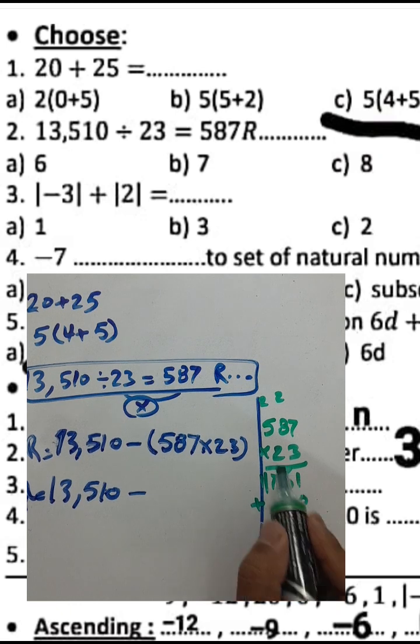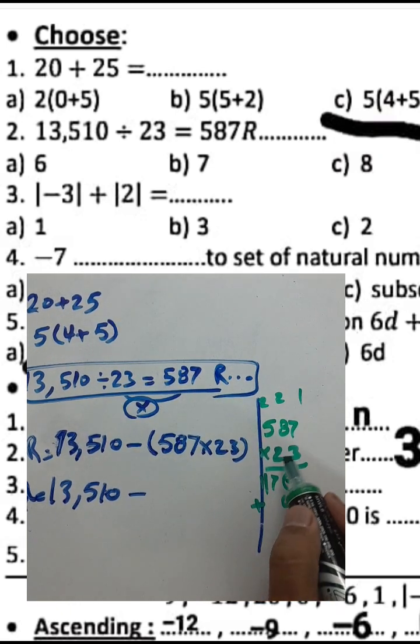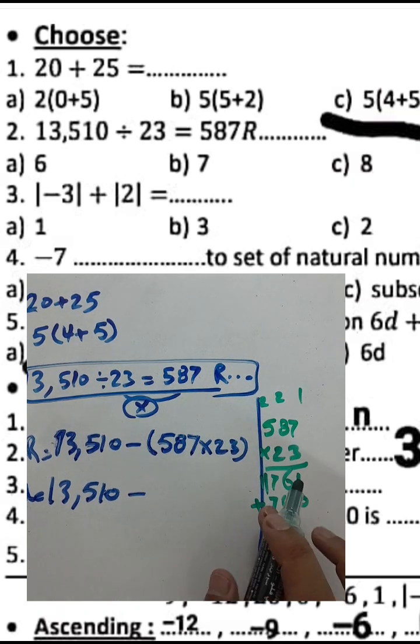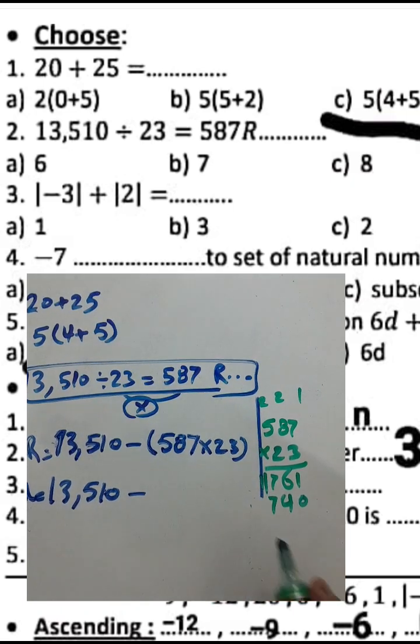Plus write 0. 2 times 7 equal 14. Write 4 and carry up 1. 2 times 8 equals 16 plus 1 equals 17. Write 7 and carry up 1. 2 times 5 equal 10. 10 plus 1 equal 11. 1 plus 0 equal 1.